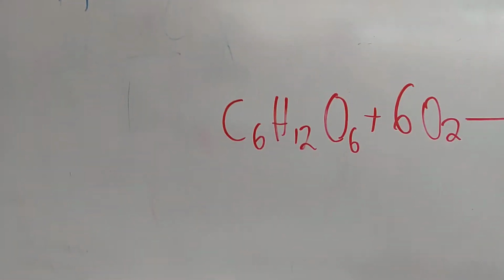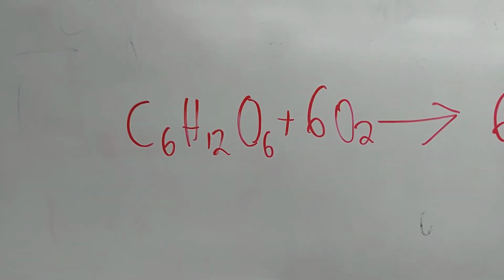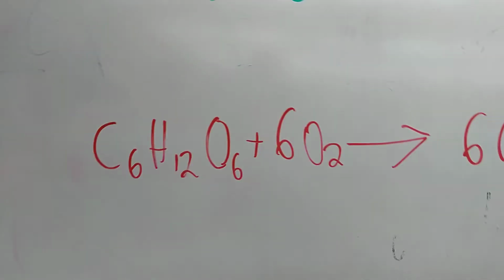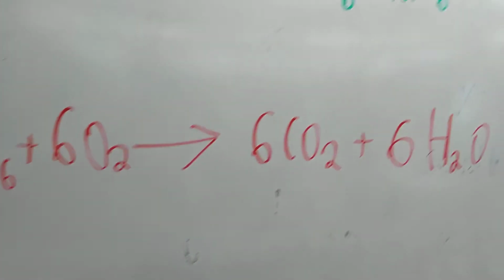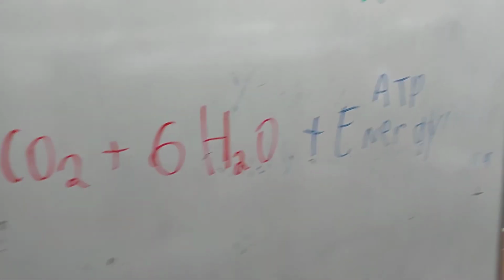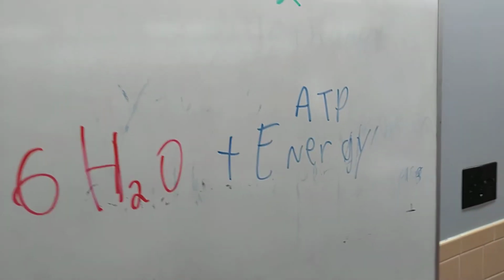Here's cellular respiration. The glucose from the plant is burnt with oxygen, producing carbon dioxide, water, and energy, ATP and heat.